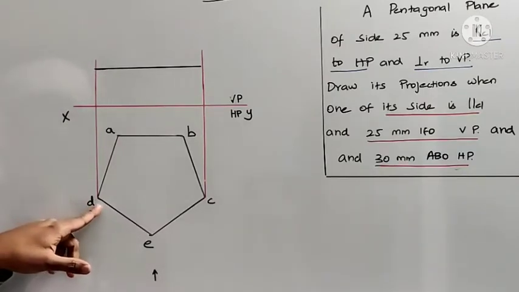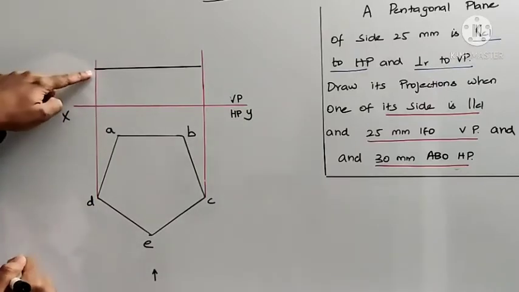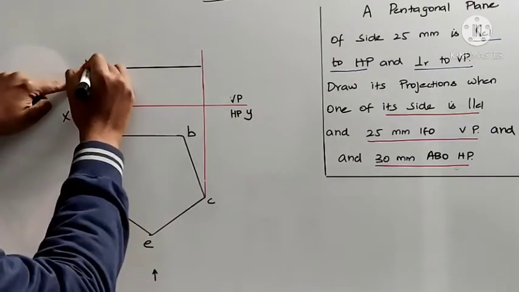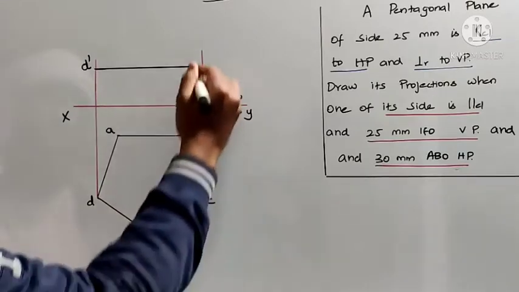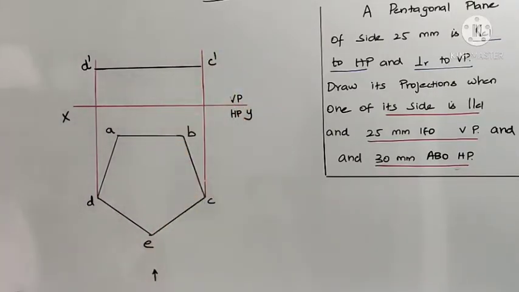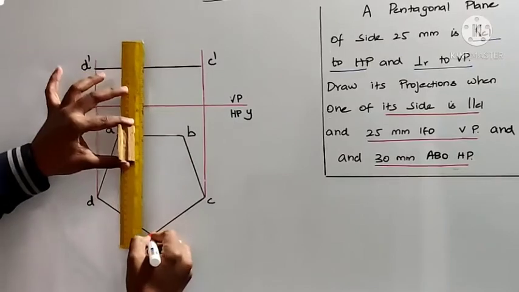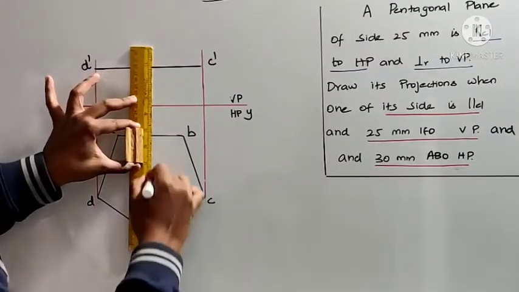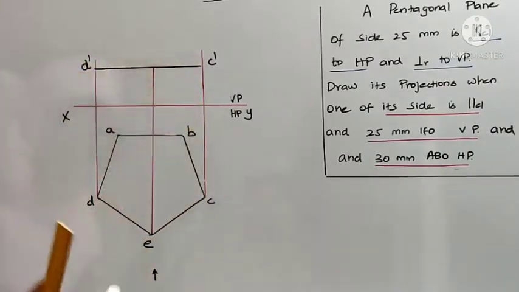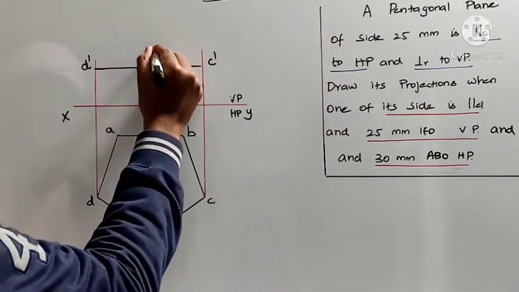So this point is D. So the corresponding point in the front view will be D dash. And this will be C dash. So my next question is, if you see from here, whether the point E will be visible? Yes, the point E will be visible. So at point E, you make one horizontal line. So in other words, all the points you need to highlight. Okay. So this will be E dash.